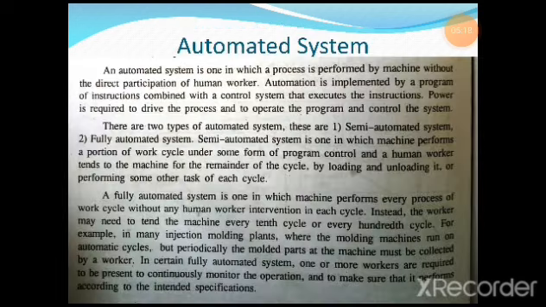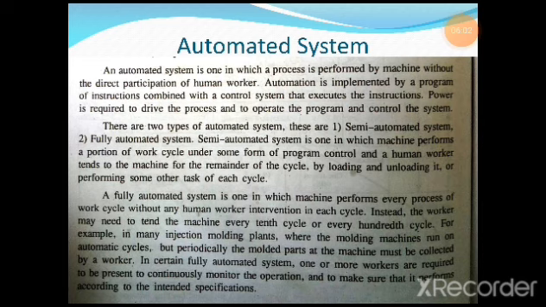Now let us understand the meaning of an automated system. We are now describing in detail what an automated system is. An automated system is one in which a process is performed by a machine without the direct participation of a human worker. As I previously informed, there is no direct participation of a human operator. He is indirectly contributing to the process or manufacturing, because maximum involvement is by the automatic machine itself. Automation is implemented by a program of instructions.